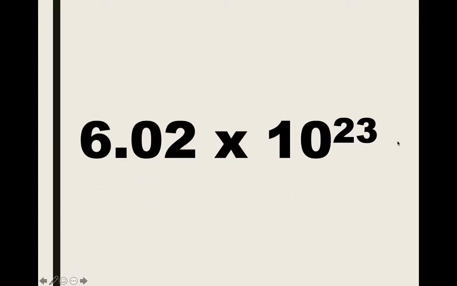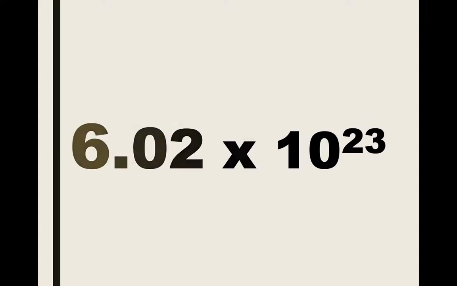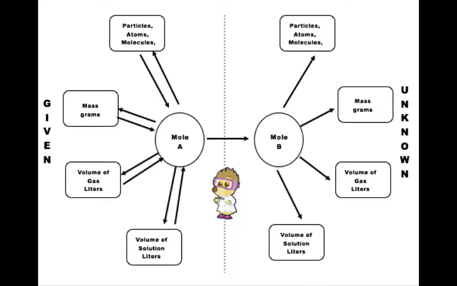One of the key aspects of this unit is Avogadro's number, 6.02 times 10 to the 23rd. This is a number that you do not need to memorize, obviously, because this is open notes, but it's a number that we will use somewhat extensively in this unit.